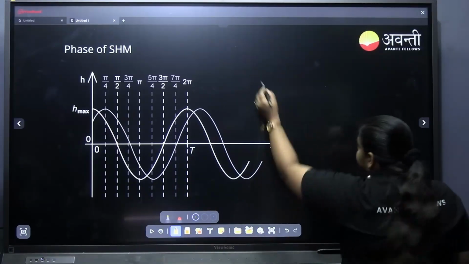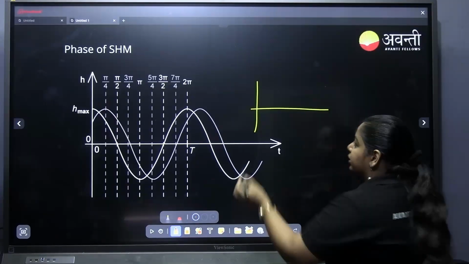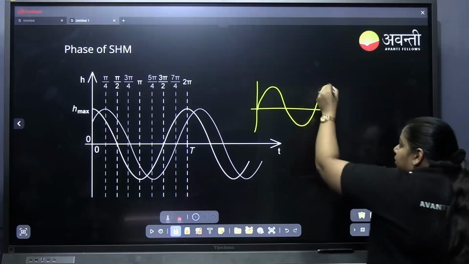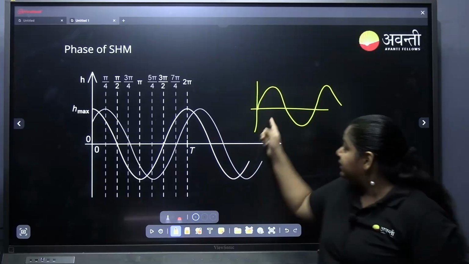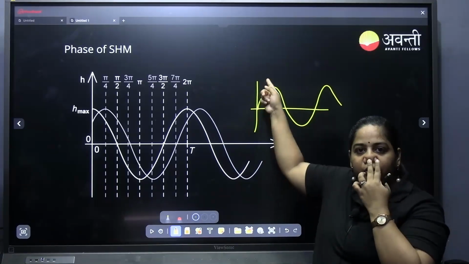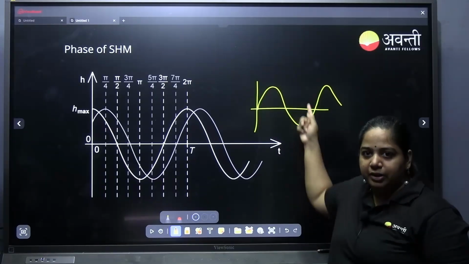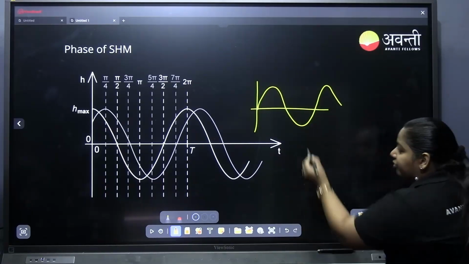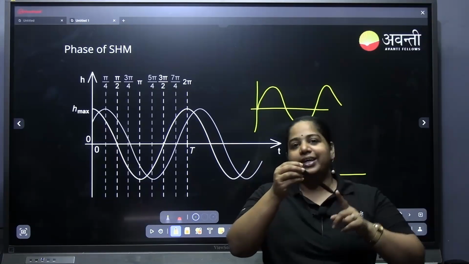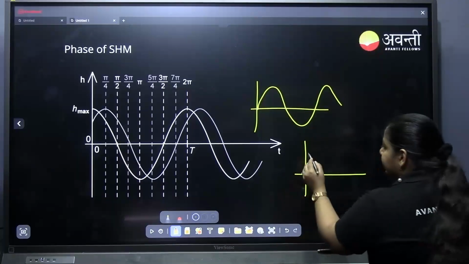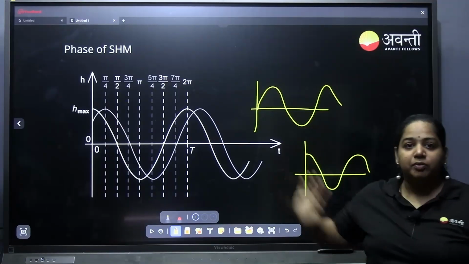For example, for a particular oscillation, I started from the mean position. It will look like this, okay? If I started the timer at the mean position, meaning x equal to 0, it will look like this. It will go to high amplitude, then come to mean position, then go to negative amplitude, and like that. But if I start from extreme position, like you are holding like this, from here I started the timer, it will look like this, right?